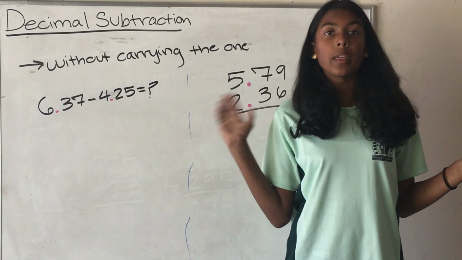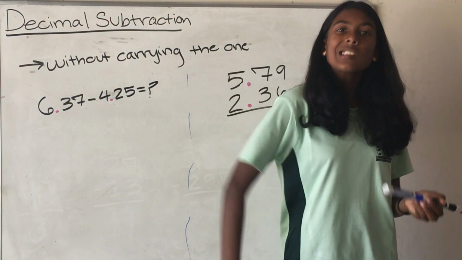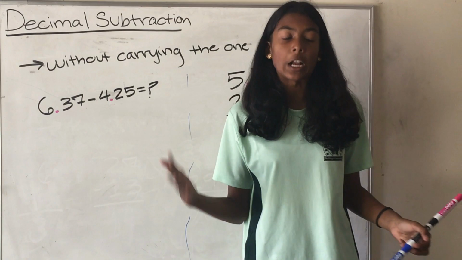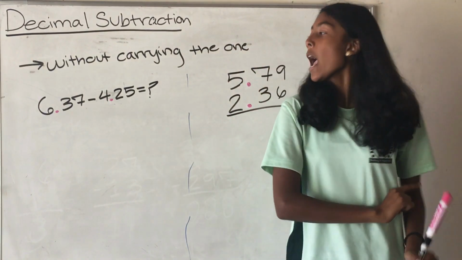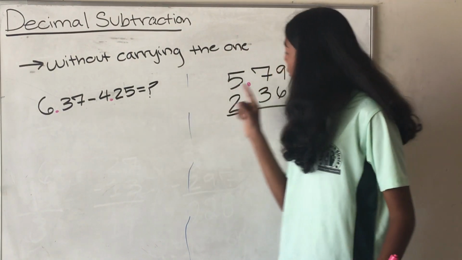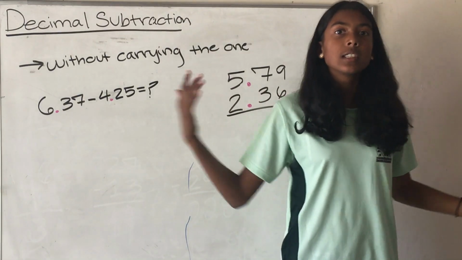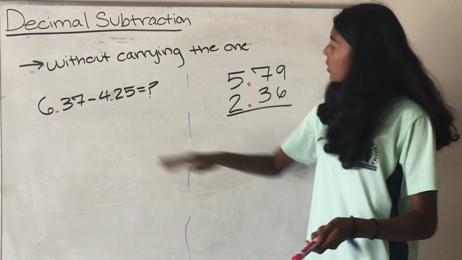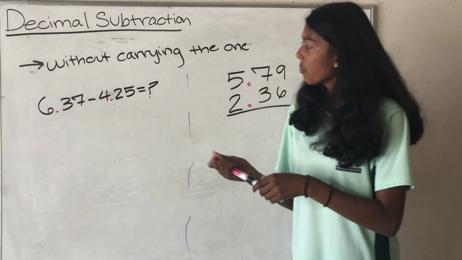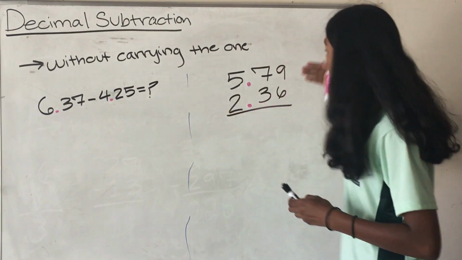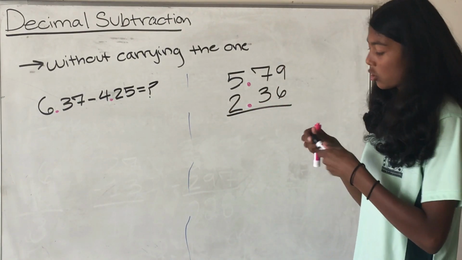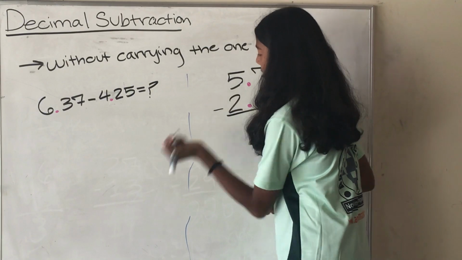We're going to start without carrying the 1. So basically decimal subtraction is just like subtraction, except there's one difference, and that's these little dots, also called the decimal. So let's start with this example. They don't have it written for us, and we always want to write it like this because it's super easy. Just going to add that subtraction sign.